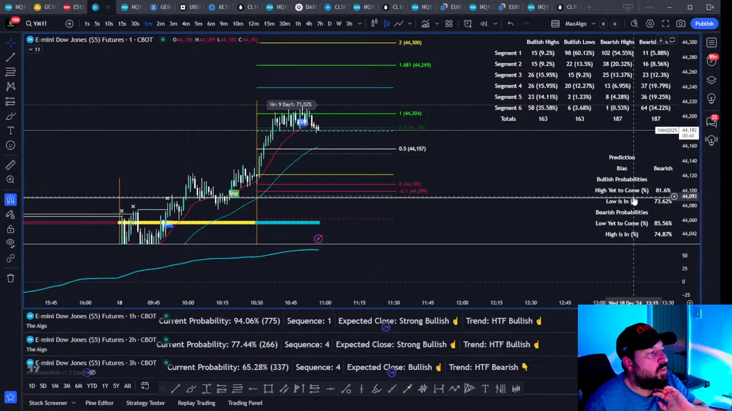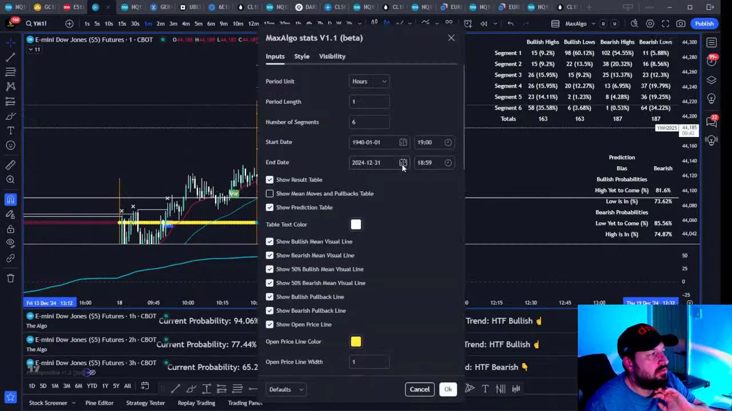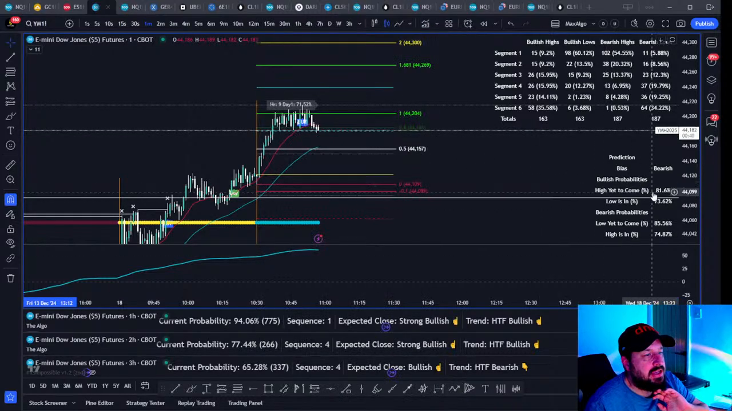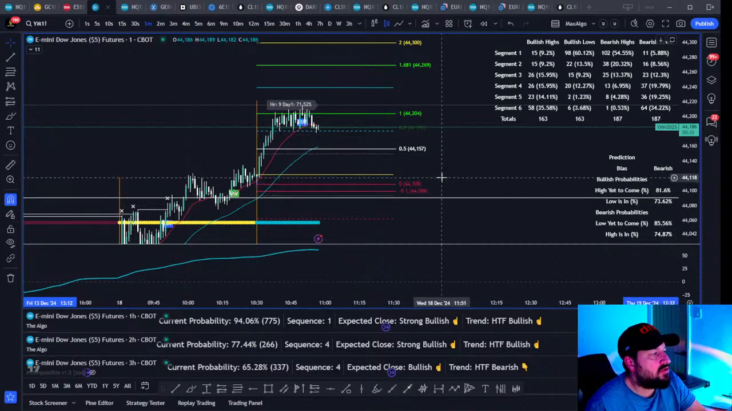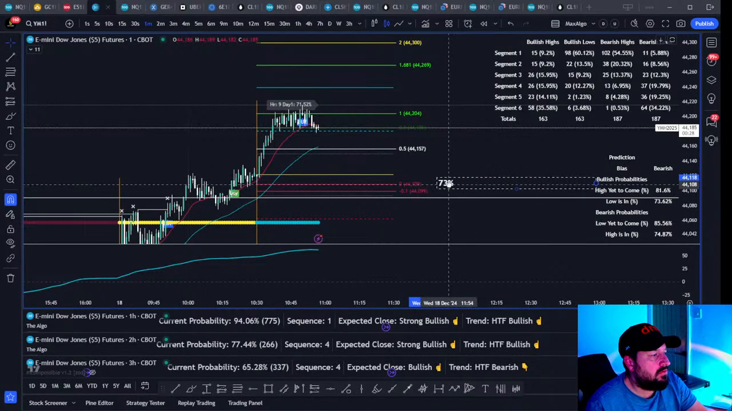So right now on YM, we've still got a 81% probability of more highs, right? So our stop currently sits at 73%. So we expect that low.